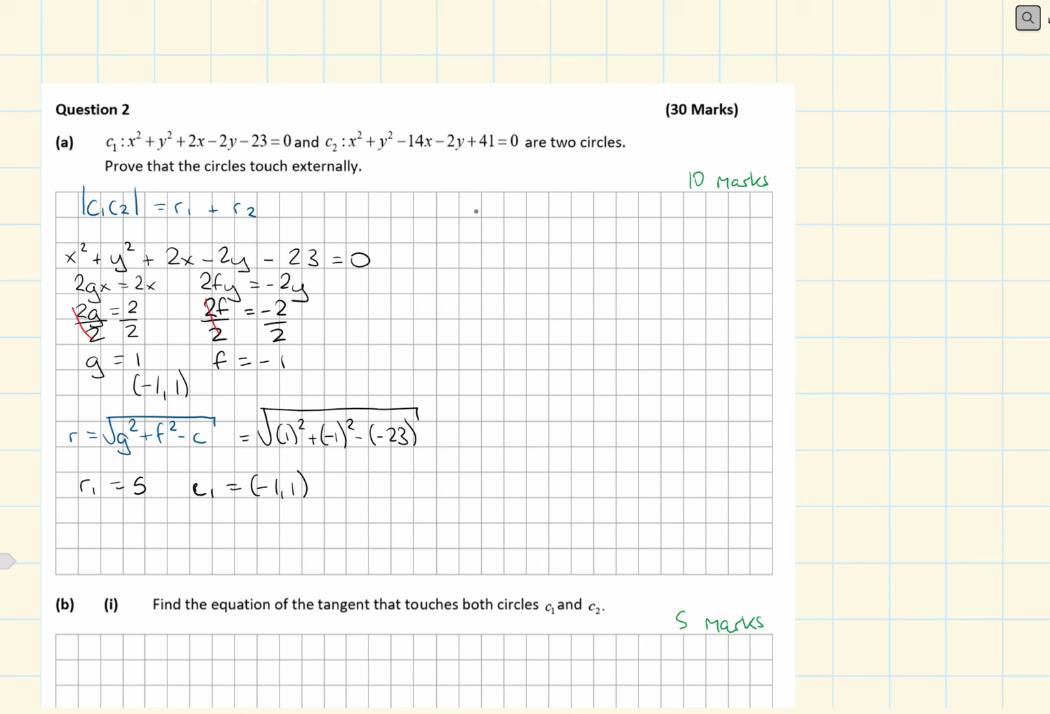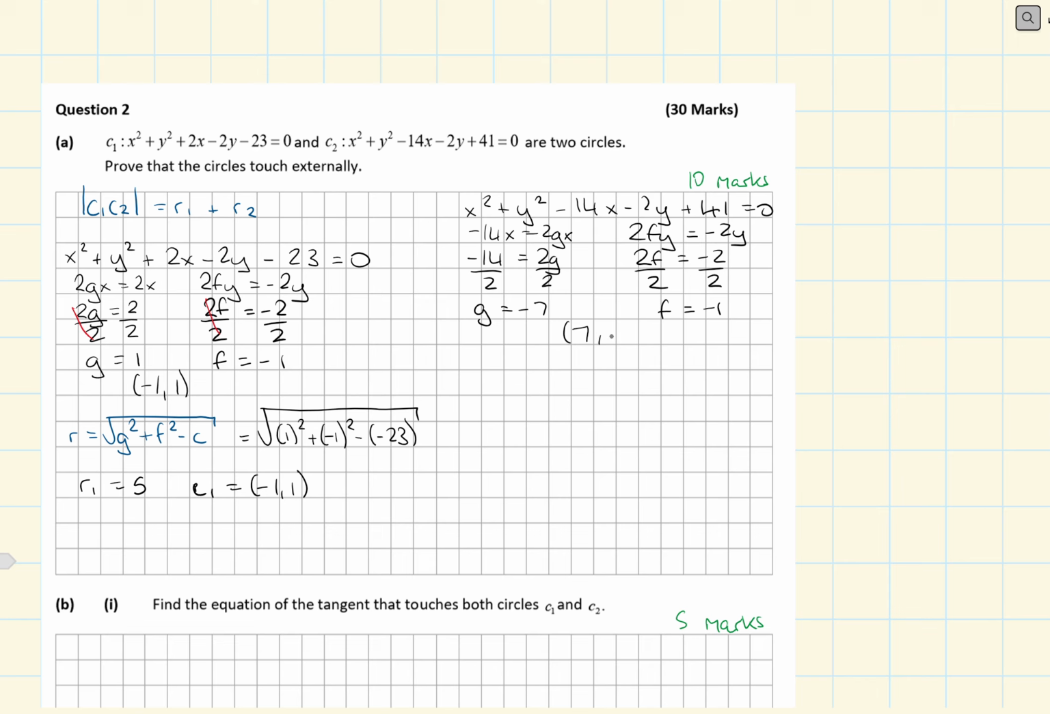And then we had our second circle, which was x squared plus y squared minus 14x minus 2y plus 41 equals 0. Minus 14x equals 2gx. You can drop your x, divide across by 2, get g equals minus 7, and then 2fy is equal to minus 2y. 2f equals minus 2, so then f equals minus 1.